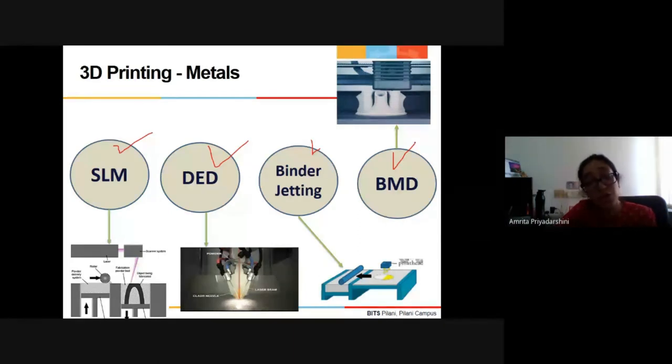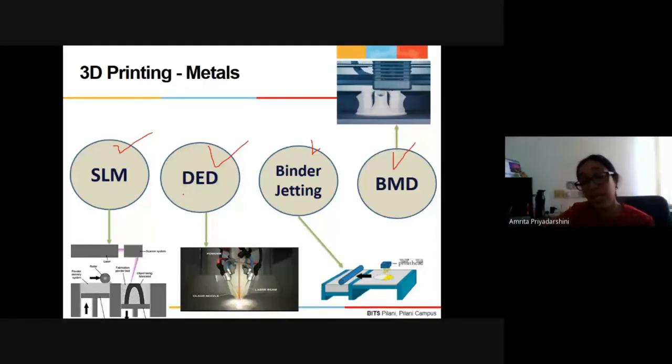In DED, the input is also powder, but here, with the help of the laser beam, the powder is melted and deposited. So there is a difference between SLM and DED. In the powder bed, the powder is already in the bed and the laser is focused in such a way that selective melting happens. In DED, directly with the help of the laser beam, the powder is melted and deposited. Then we have binder jetting, which is similar to what we have in fused deposition kind of thing. SLM is one of the very commonly used techniques nowadays.